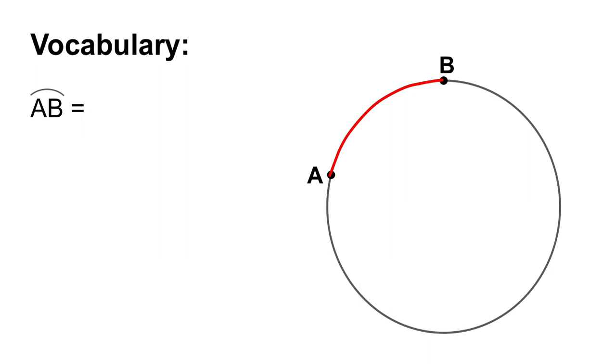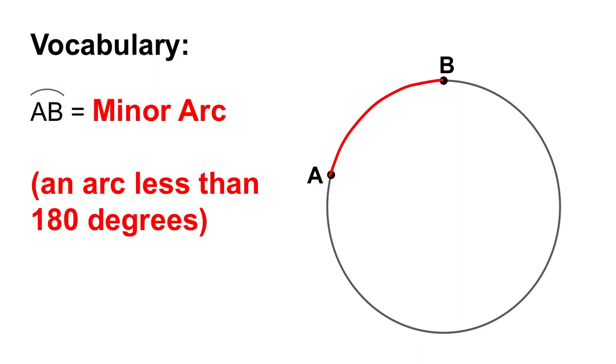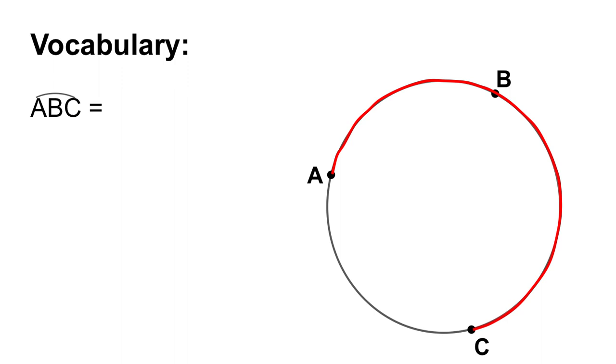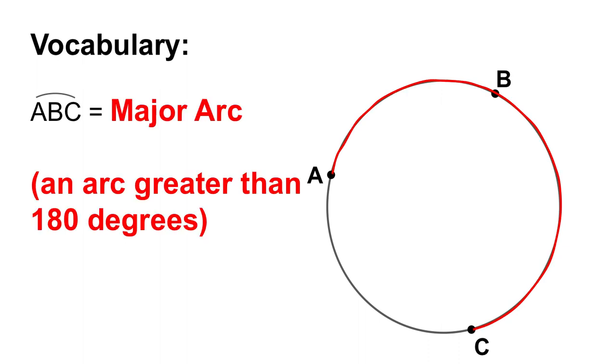This next one you may or may not know. Now we're working on the edge of the circle. You've got these arcs that go around the circle, and a small arc like this is called a minor arc. A minor arc is when you go less than 180 degrees. So any arc on the edge of the circle that's less than halfway around the circle is called a minor arc. An arc like this, on the other hand, that goes more than halfway around the circle is called a major arc. A major arc is an arc that's greater than 180 degrees.